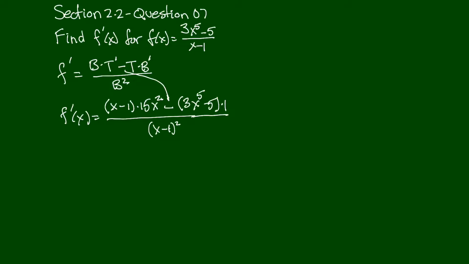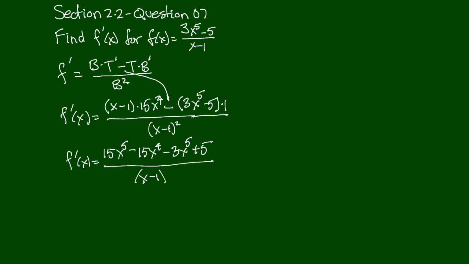Now we'll just simplify it using some algebra. So let's multiply through here. We'll get f prime of x equals, all right, multiply through, 15x to the 4th times x will give us 15x to the 5th. 15x to the 5th minus, and then times the 1, 15x to the 4th. And then over here, take that negative 1 through, minus 3x to the 5th plus 5, all over the x minus 1 squared.